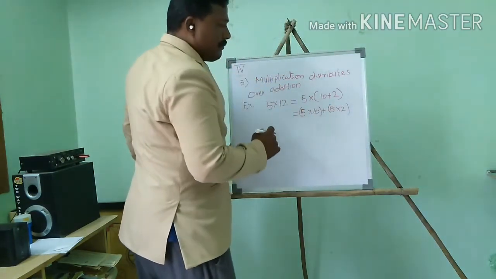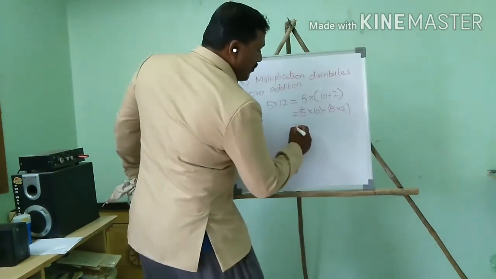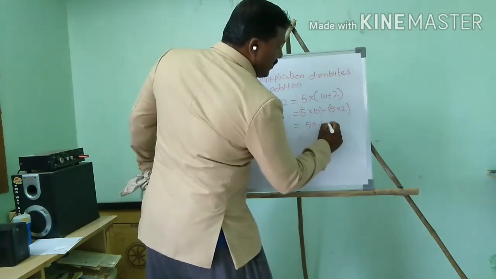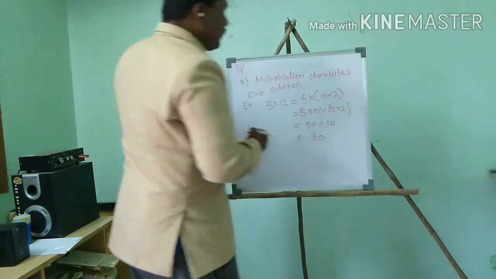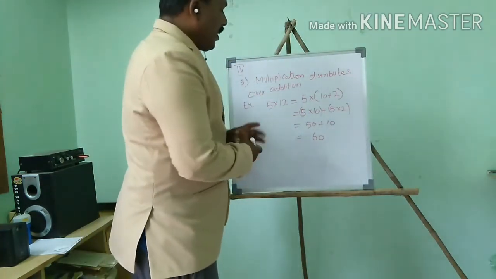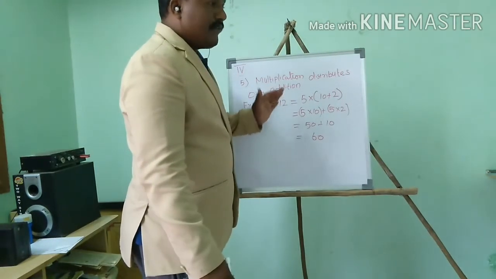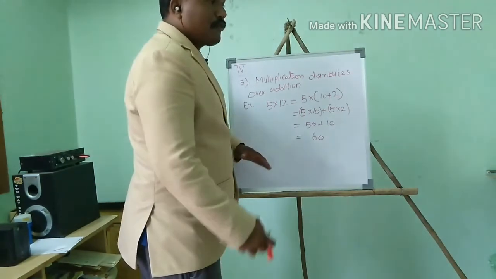Now I have segregated it into two groups. Now we can multiply easily. 5 into 10 is 50, plus 5 twos are 10. So the total is 60. So the last property is that when we have a large number, we segregate it into smaller numbers, then we can multiply and get the product. Okay, this is the fifth property.